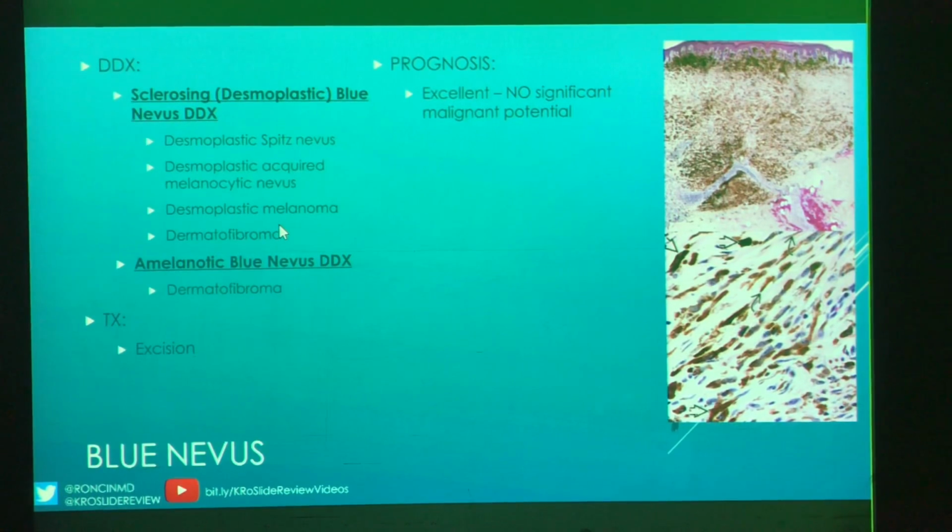Treatment for these is excision, and they have absolutely no malignant potential. Well, no significant malignant potential, right? There's always a risk of something having a malignant transformation. But they can even leave these alone. It's just generally these kind of lesions are somewhat bothersome to people, so they tend to want them taken out.